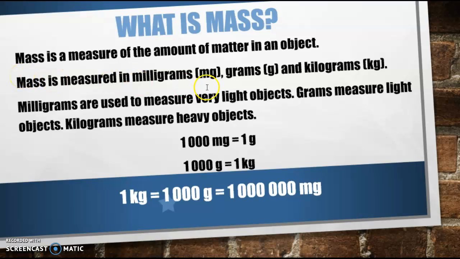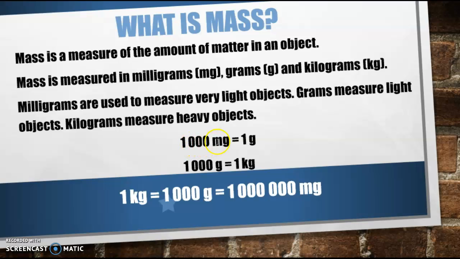Mass is measured in milligrams, small m, small g. It's measured in grams, small g, and kilograms, small k and small g. Milligrams are used to measure very light objects. Grams measure light objects and kilograms measure heavy objects.